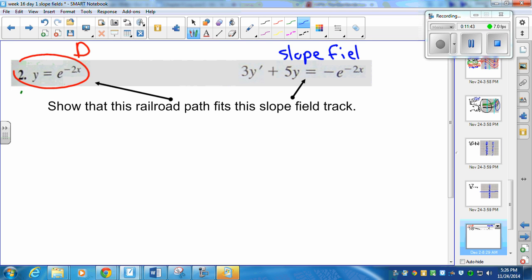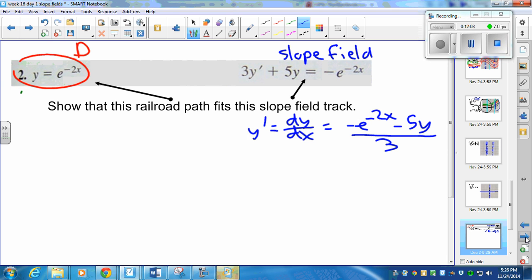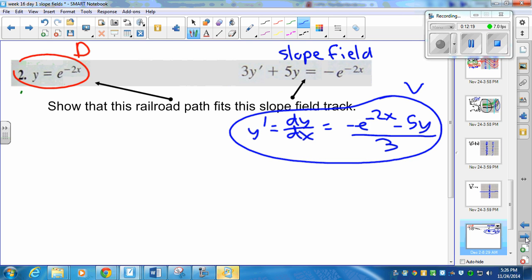Now you might go, it doesn't look like what we've been doing all day, but if I could somehow get this to be like dy dx equals stuff, then it would be, which is pretty easy because I can move this and say dy dx is negative e to the negative 2x minus 5y all over 3. That is y prime, which is your dy dx. So that is your slope field. This is the guy that would create all of the ticks. And the red there would be a path that goes through those ticks.